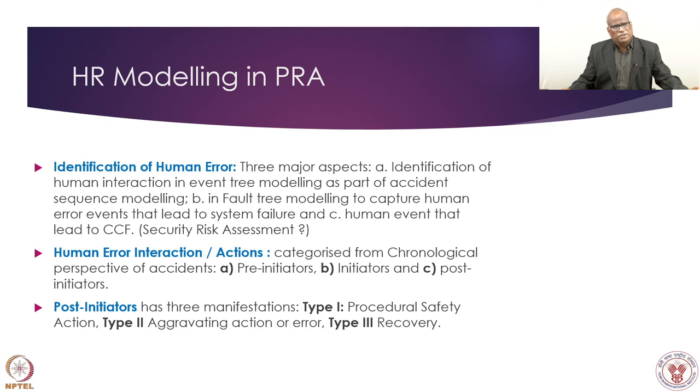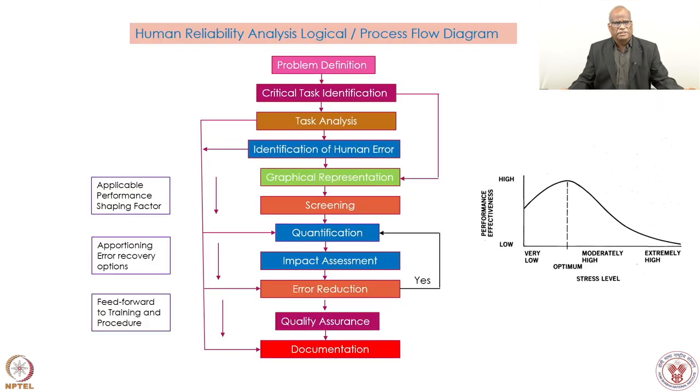And then post-initiating event, there is some safety action which forms part of the event tree, and this action is one thing. Then there is another action which is a recovery action. If the situation got worsened, and then we have to do mitigation measures, then these recovery actions are coming in. And there are some actions which are not done, that itself is in post scenario. So there are five classes: pre-initiator, initiator, post-initiator, and post-initiator has type 1, type 2, type 3. So in total we have five types of human action, which are to be treated in human reliability analysis.